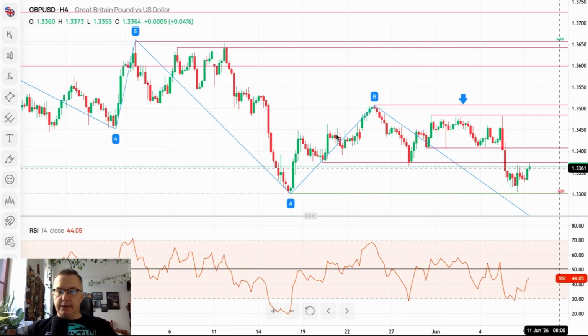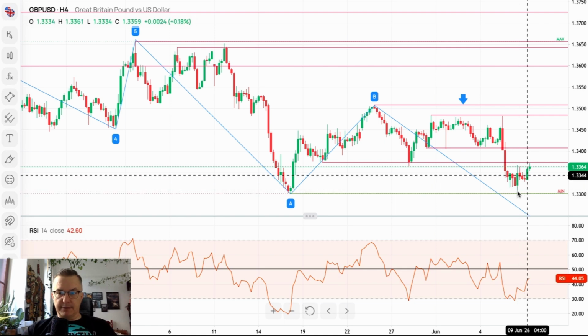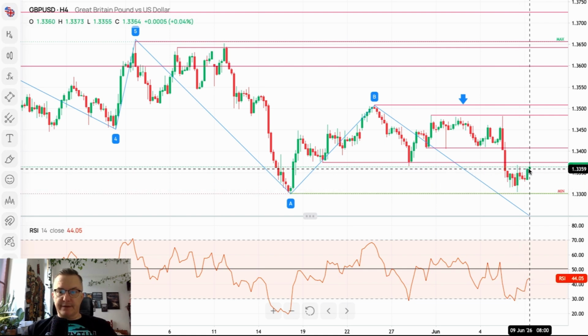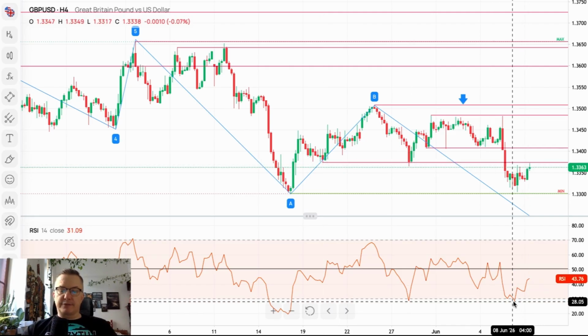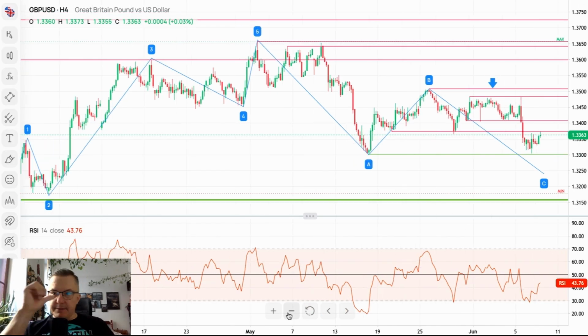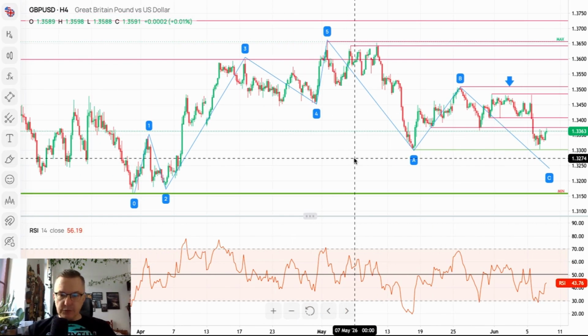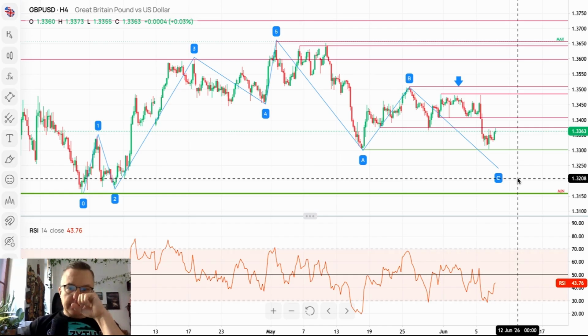Cable bounced as well from 1.3305 towards 1.3373, where the technical resistance is, and now this technical resistance is being tested. The bounce was from the extremely oversold conditions. Now the RSI is 43 points, so it's still below the level of 50. The same situation is being played out here on the cable, as the current movement to the downside might be developing into a more complex and time-consuming one.